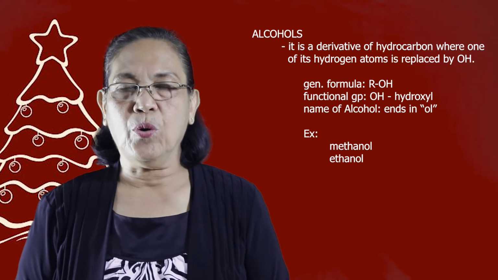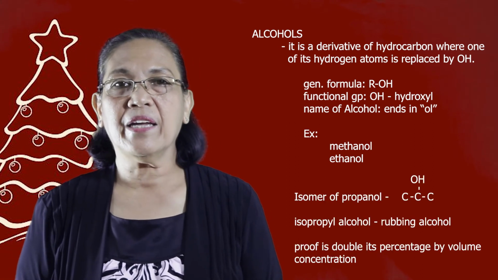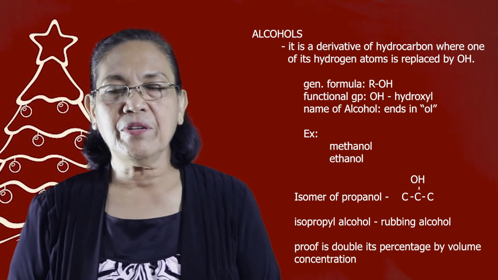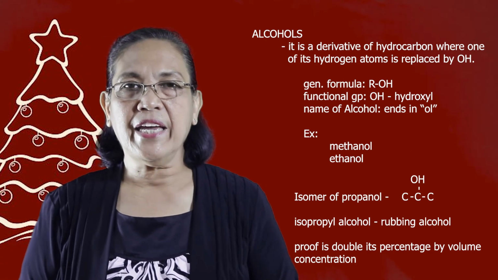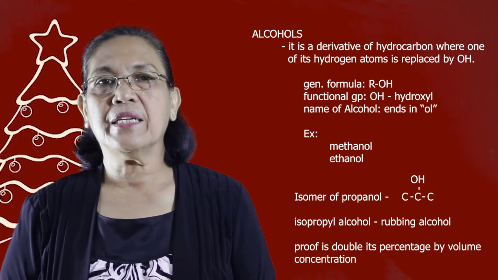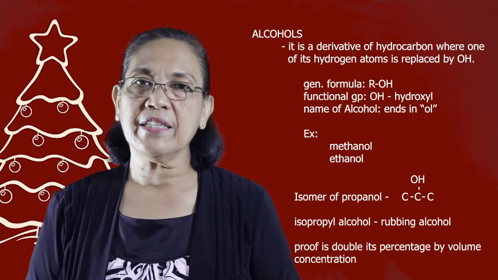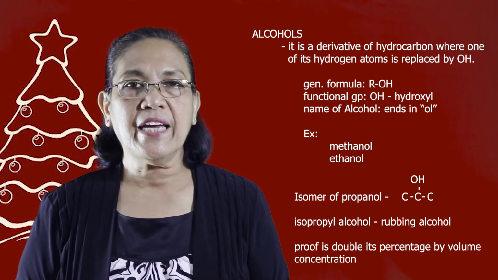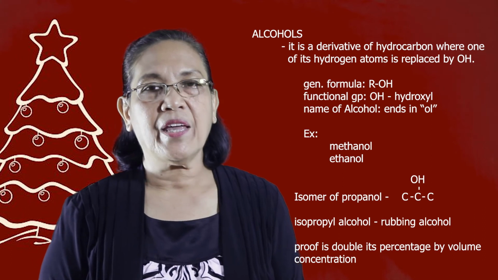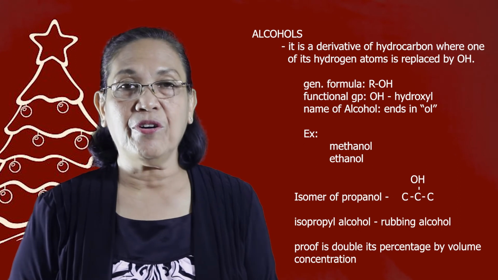Starting from alcohol with 3 carbon atoms, there is already an isomer. Why? Because you can place the hydroxyl group at the 2nd carbon atom so that the structure would look like this. CH3 bond CH, OH bond CH3. Notice that the 2nd carbon atom contains the hydroxyl group. In this case, this is what we call the isopropyl alcohol. Now, the isopropyl alcohol is known as the rubbing alcohol.